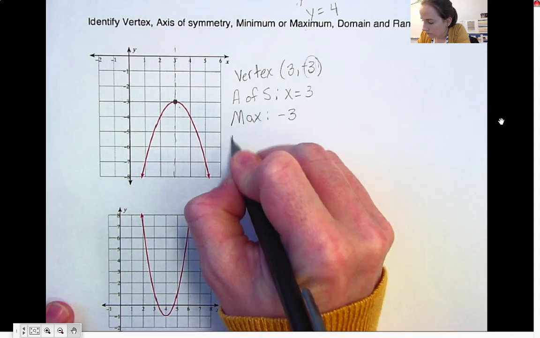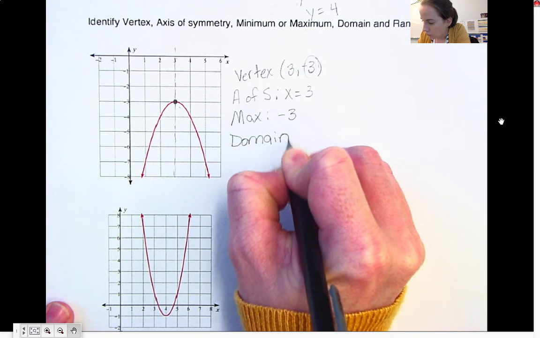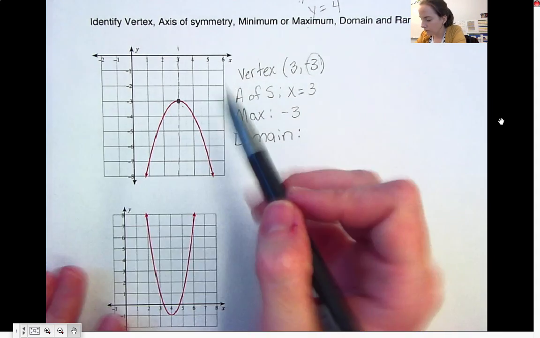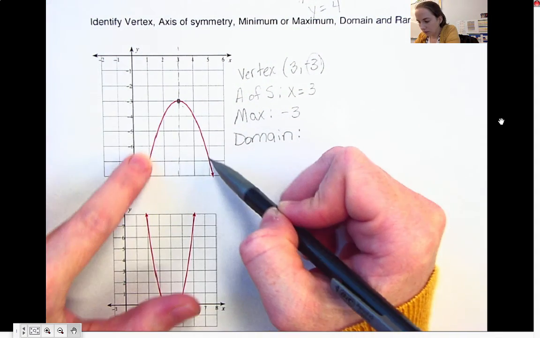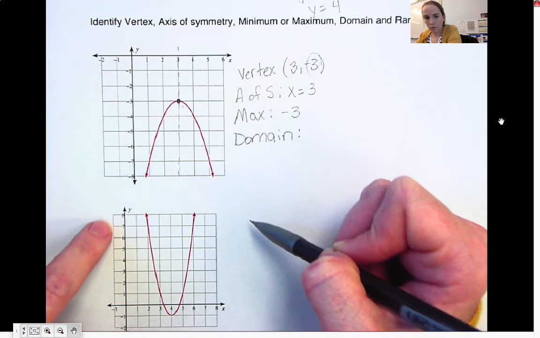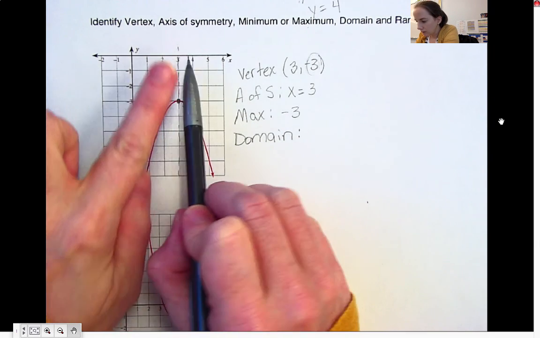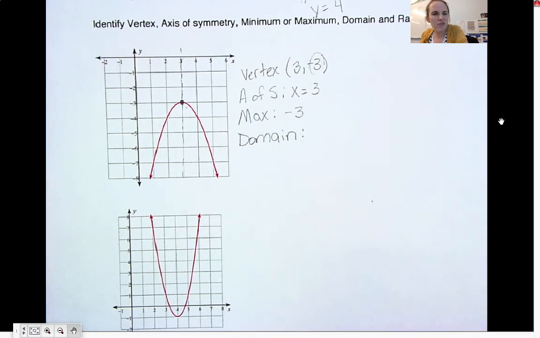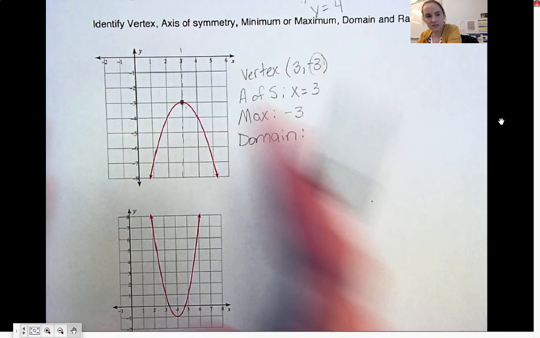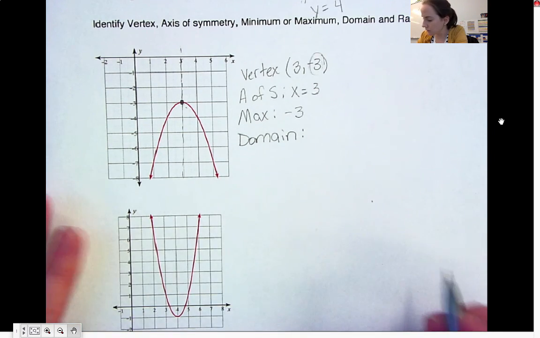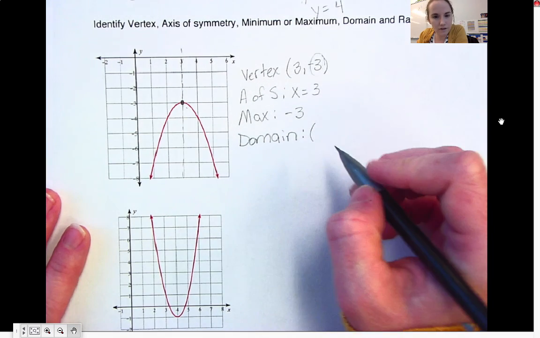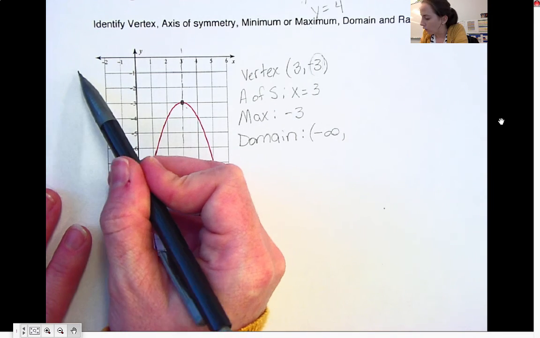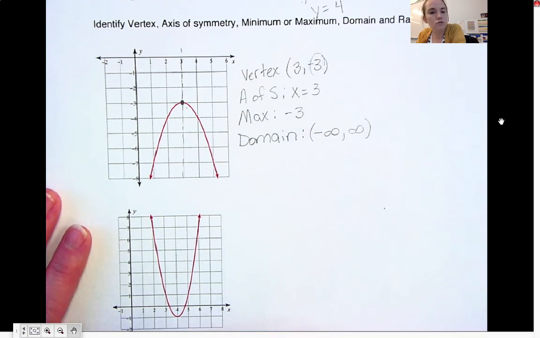Now, domain. Domain talks about the x values. So we're going to look across this graph, and remember, this graph keeps going down, down, down, and it's going to keep getting wider and wider. So the x values will keep spreading. I will be able to use every single one of them because this graph continues forever and ever, and it keeps widening out. So I'm going to say from -infinity, all the way on this side, to +infinity, I can use any of those numbers.